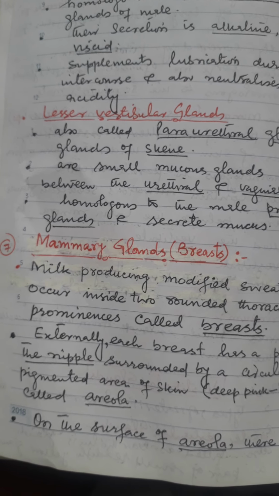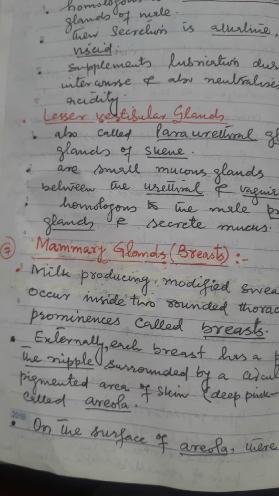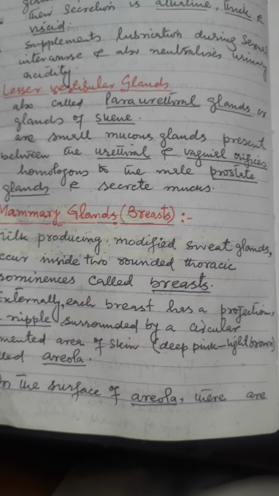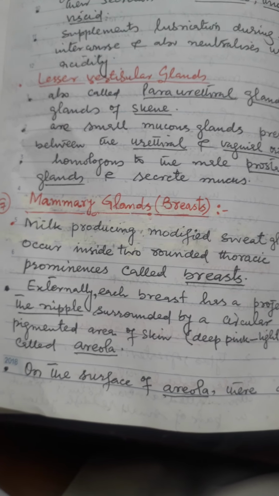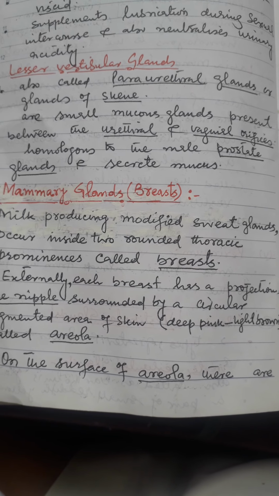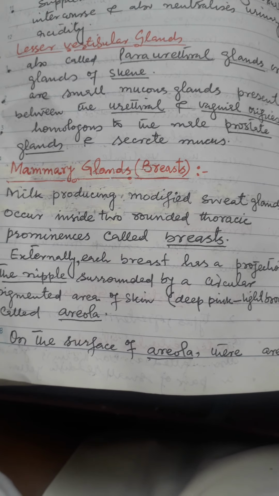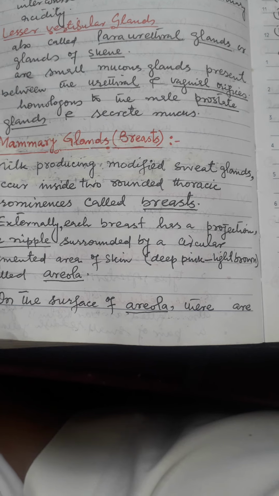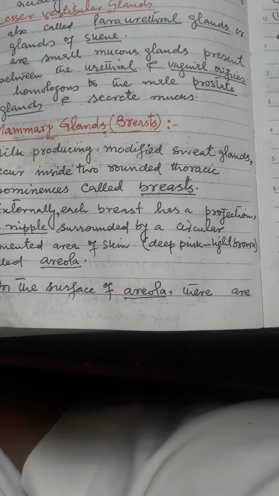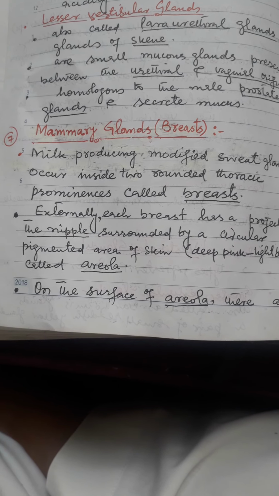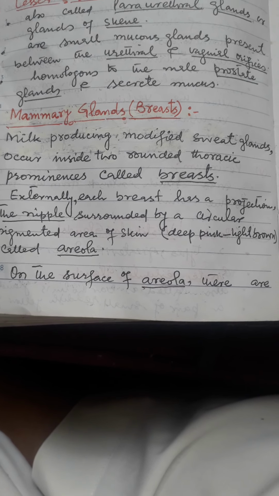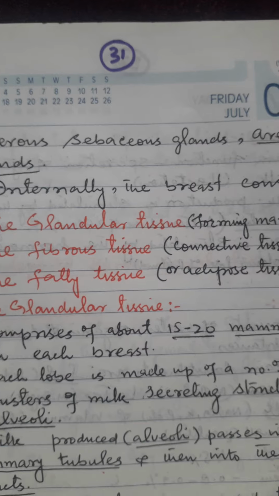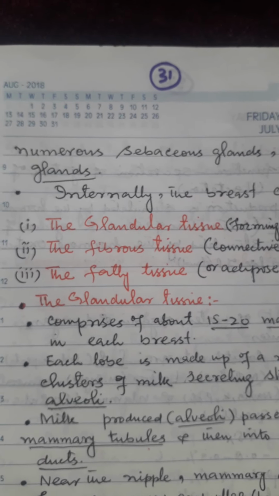Now, the seventh part of human female reproductive system, these are the mammary glands or the breasts. Mammary glands are milk producing modified sweat glands, occurring inside two rounded thoracic prominences called breasts. Externally, each breast has a projection, the nipple, surrounded by a circular pigmented area of skin, deep pink to light brown, called areola. On the surface of areola, there are numerous sebaceous glands called areolar glands.